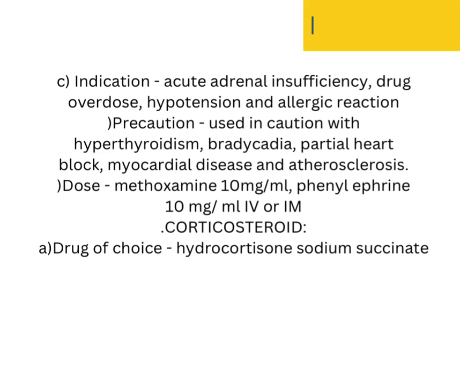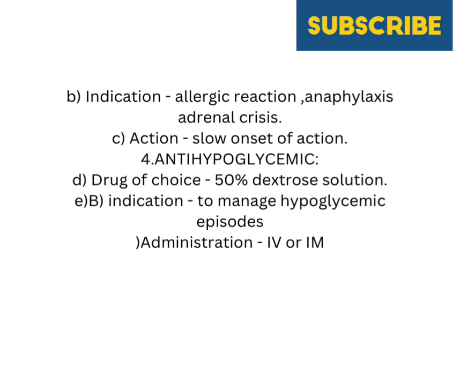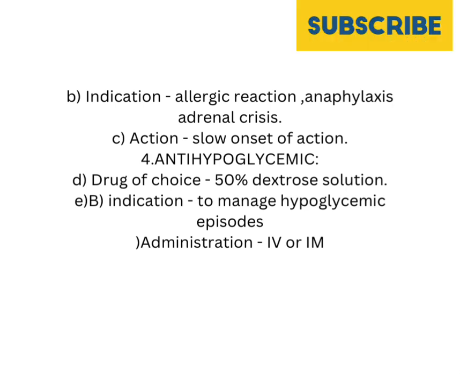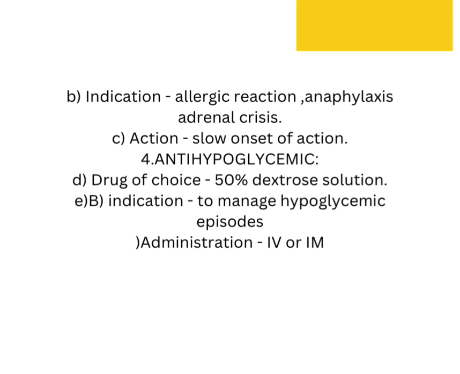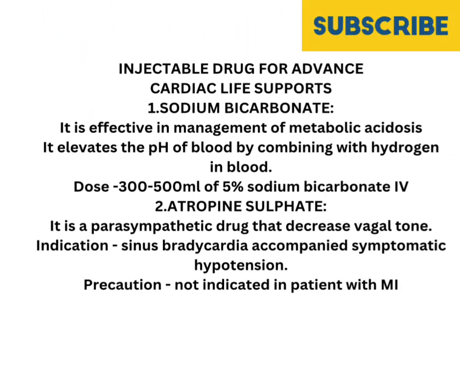3. Corticosteroid. A. Drug of choice: hydrocortisone sodium succinate. B. Indication: allergic reaction, anaphylaxis, adrenal crisis. C. Action: slow onset of action. 4. Antihypoglycemic. A. Drug of choice: 50% dextrose solution. B. Indication: to manage hypoglycemic episodes. Administration: IV or IM.